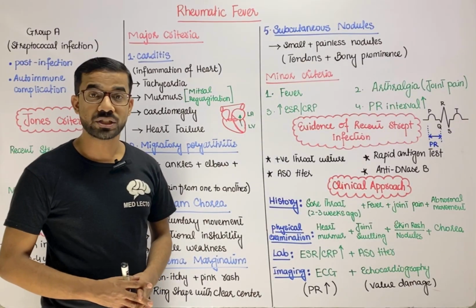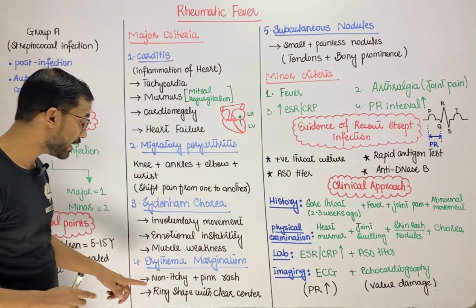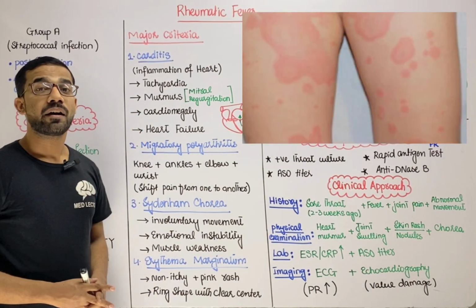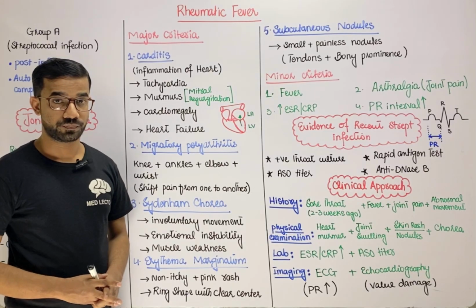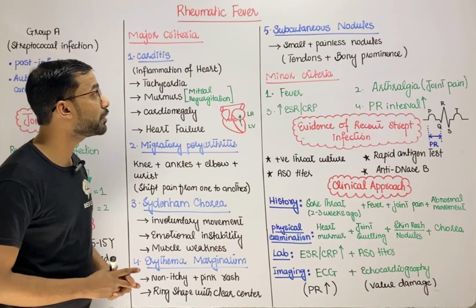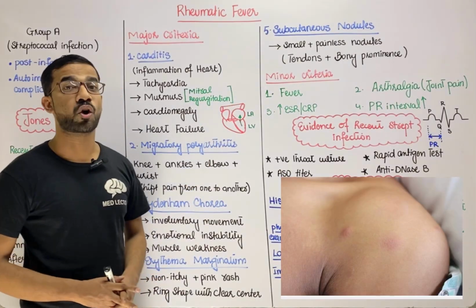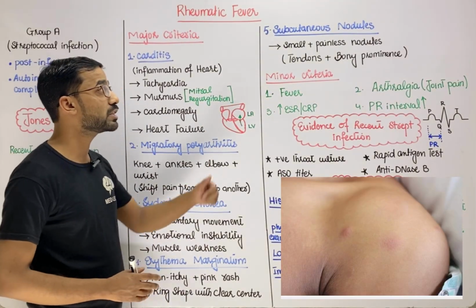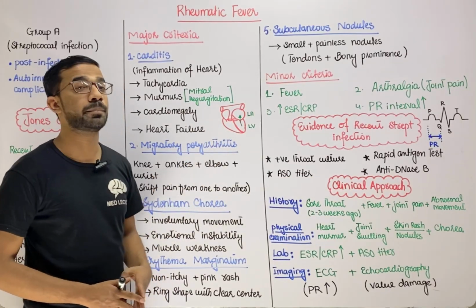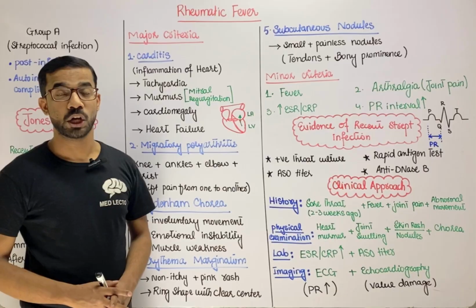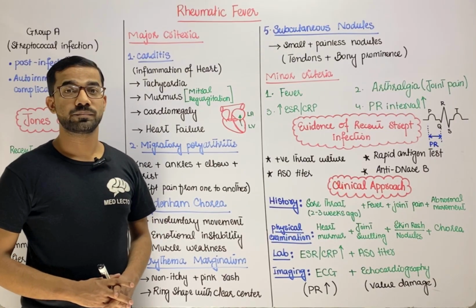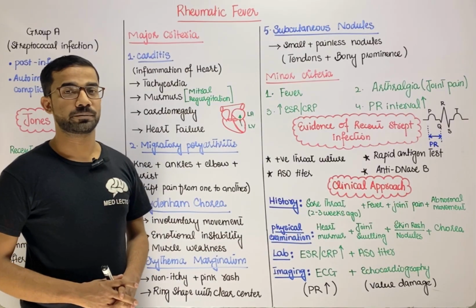There will be no itching at the rash, and a ring shape with a clear center will be seen in the erythema marginatum. So this is the third major criteria. And the fifth one will be the subcutaneous nodules. In that case, you will see the small painless nodule specifically on the tendons and the bony prominence. So these are the five major criteria of rheumatic fever.